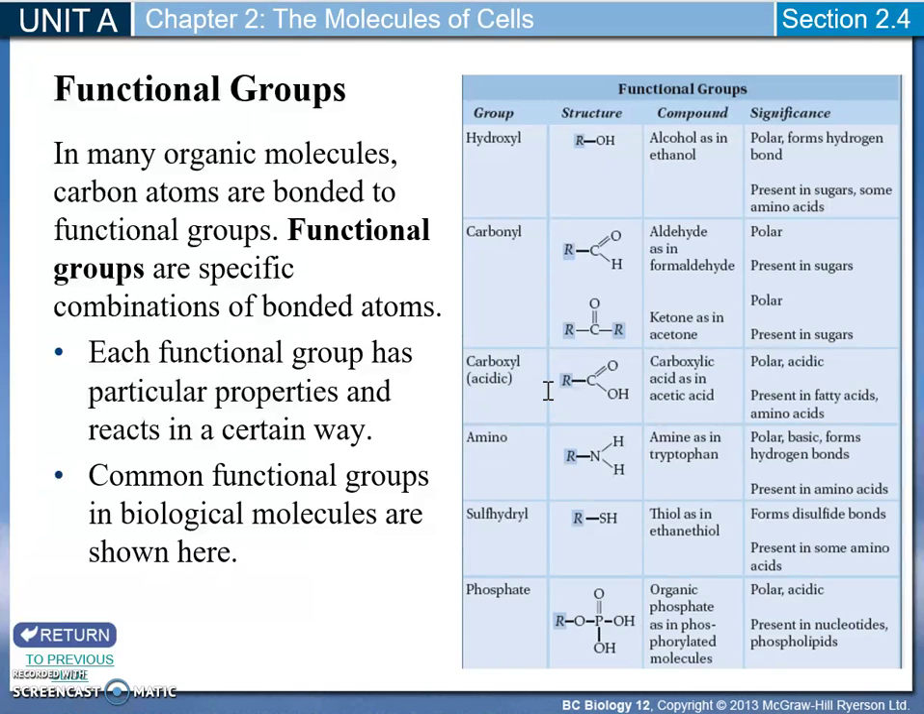Here are some different examples of organic molecules, and we will be looking at each of these in a little bit more detail. But note that in each one of these, the R represents the carbon chain, whatever that might be in each case, and then attached to the carbon chains you have these different functional groups. So you have hydroxyl, carbonyl, carboxyl, amino, sulfhydryl, and phosphate groups.